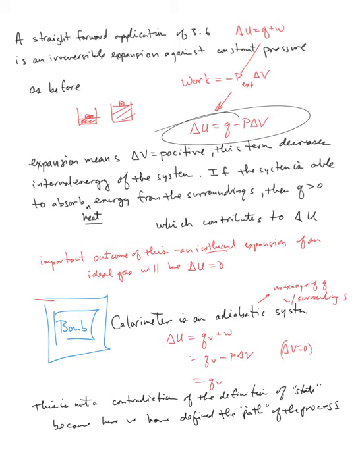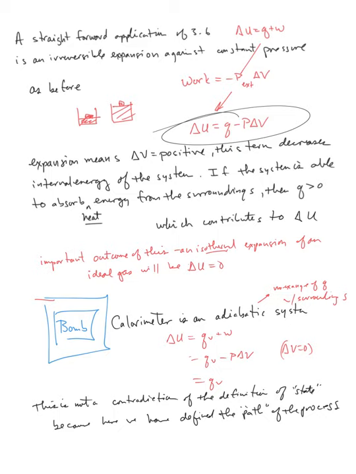An expansion of the compressed gas means that delta V is positive. And so therefore, the work term contributes to the decreasing of the internal energy of the system. Now this is important. If the system is able to absorb heat energy from the surroundings, then that process will have a positive value of Q, which can also contribute to the change in the internal energy.